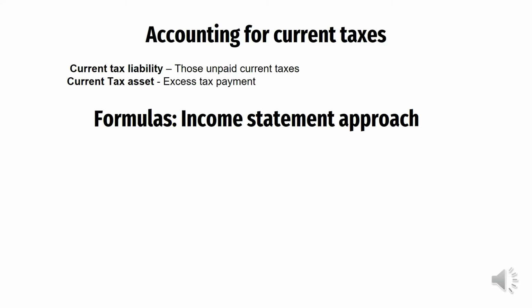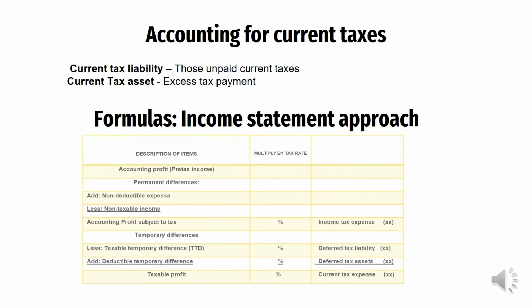Formulas, ginagamit dito yung income statement approach. Gagamitin natin tong table na to para makompute natin yung income tax expense and current tax expense. Una, identify muna natin ano yung accounting profit nila or yung tinatawag na pre-tax income. Madalas naman given siya, pero kung hindi siya given, ituturo din namin kung paano siya i-compute.